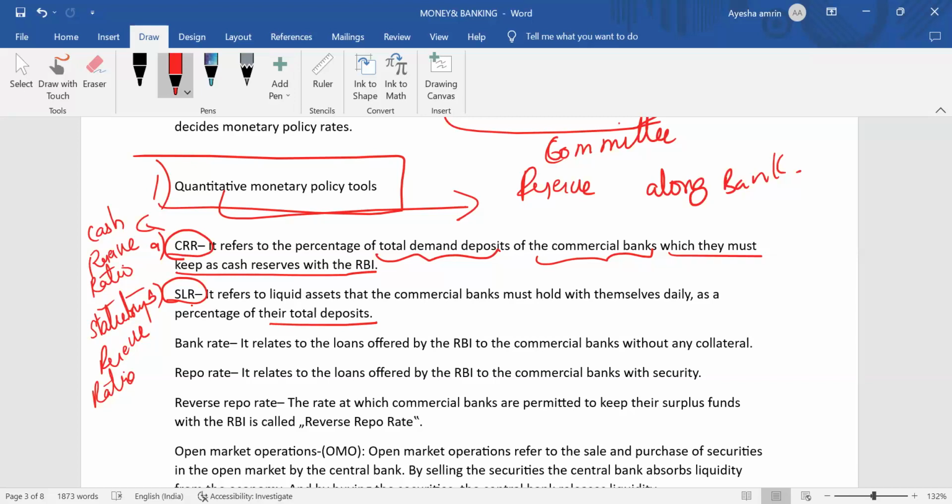And bank rate: the Reserve Bank offers loans to other commercial banks without any collateral. Can you tell me what you mean by collateral? What do you understand by collateral? Suresh, what do you understand by collateral?